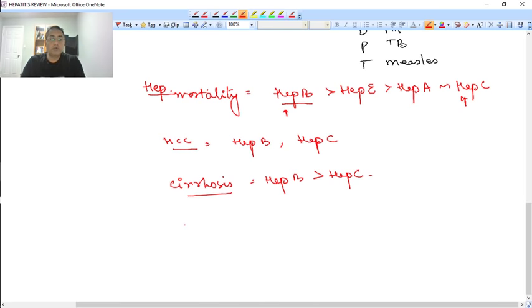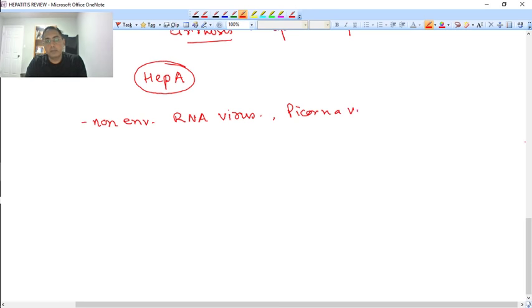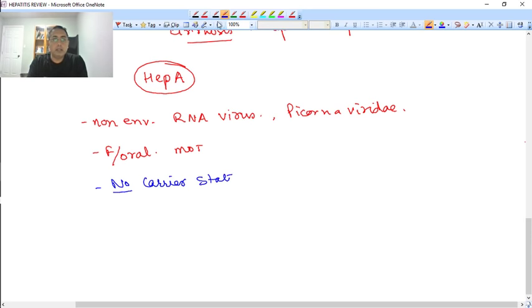Hepatitis, we all know, produces the same clinical features, whether it is A, B, C, or E. It ranges from asymptomatic or inapparent infections to fulminant infections. Let me take up each one of them now. Hepatitis A is a non-enveloped RNA virus from the Picornaviridae family. We've already discussed the fecal-oral mode of transmission, and an MCQ point is that it has no carrier states.